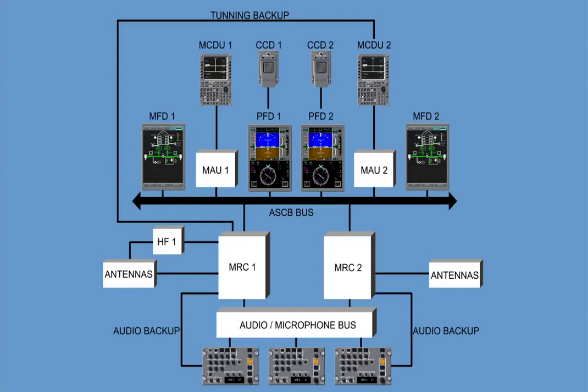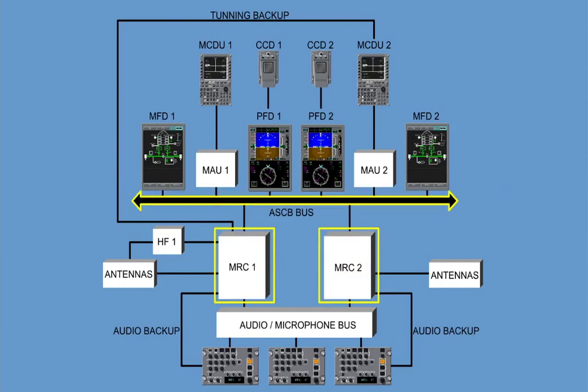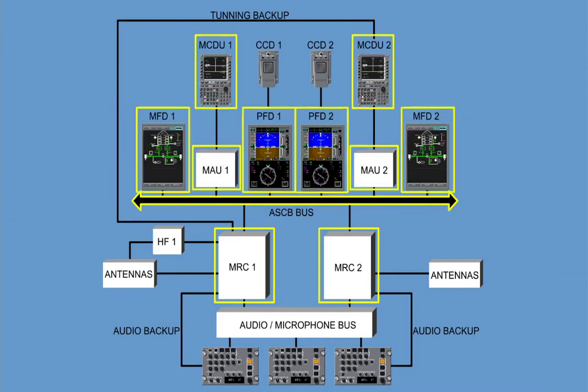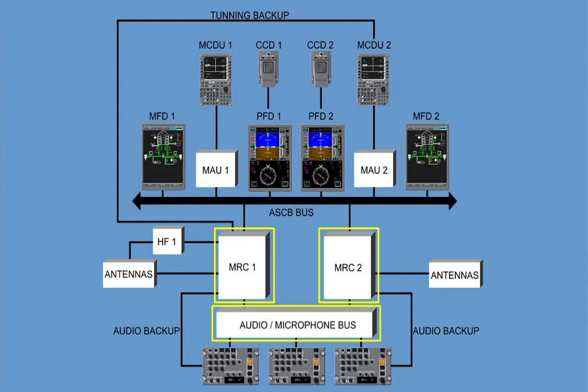The communication system consists of several antennas on the aircraft. Two VHF radio modules in two modular radio cabinets provide tuning, transmission, and reception. VHF-1 is dedicated to MRC-1, and VHF-2 is dedicated to MRC-2. The modular radio cabinets are connected via the avionics standard communication bus to the MAUs, MCDUs, display units, and other aircraft systems. Via digital audio and microphone buses, they are connected to three audio control panels, cockpit loudspeakers, headsets, and microphones.